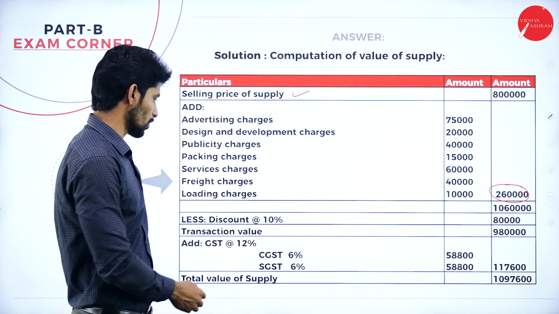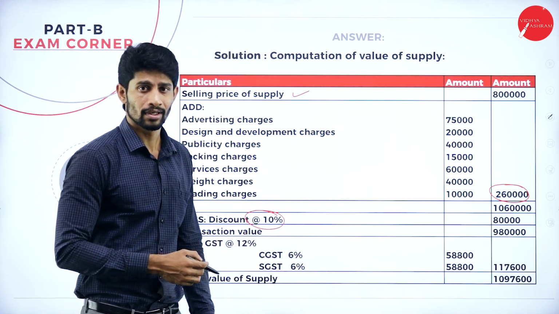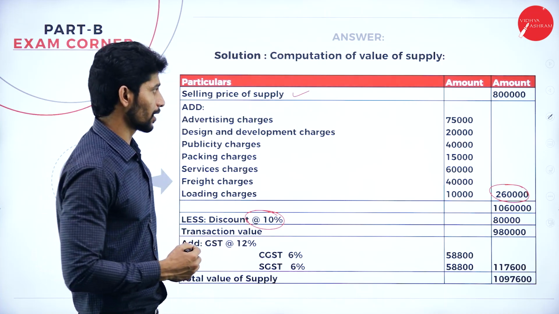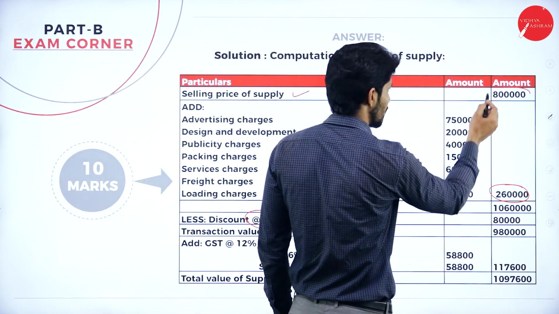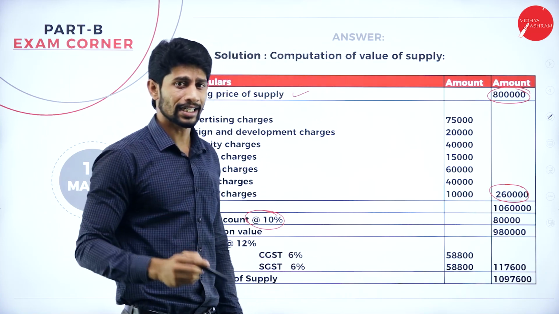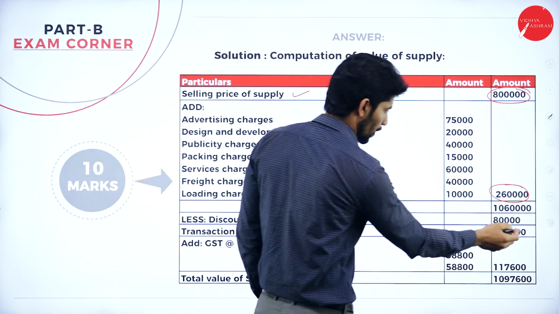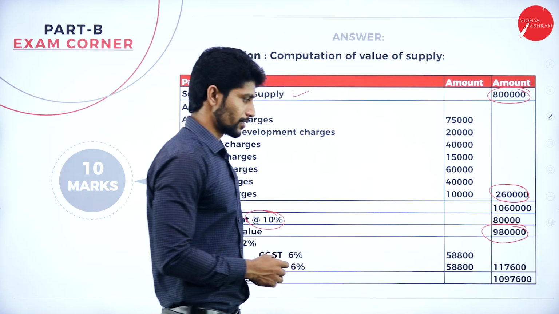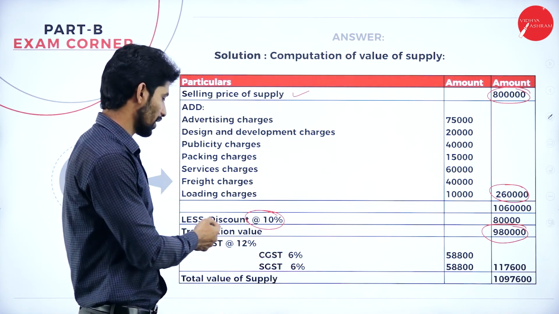From 10,60,000, less the discount of 10%. So always you will be calculating the discount on the selling price. So 10% on 8 lakh, you will get 80,000. Deduct 80,000, you will get the balance of 9,80,000. So that 9,80,000 is called the transaction value.